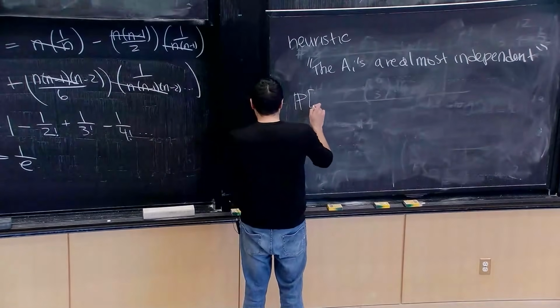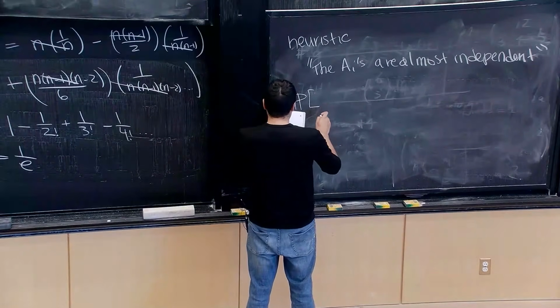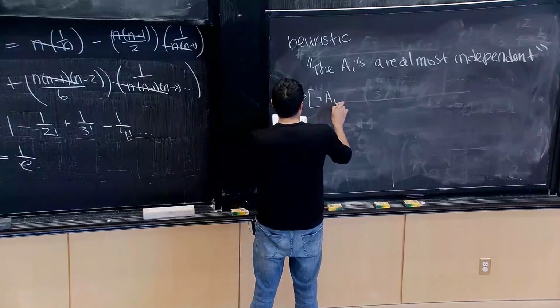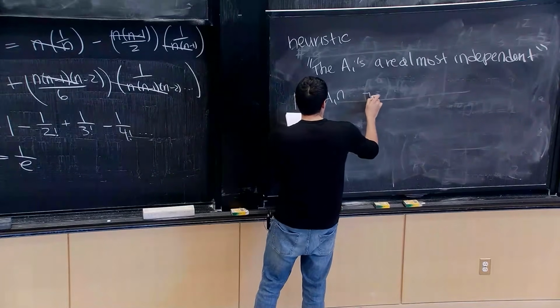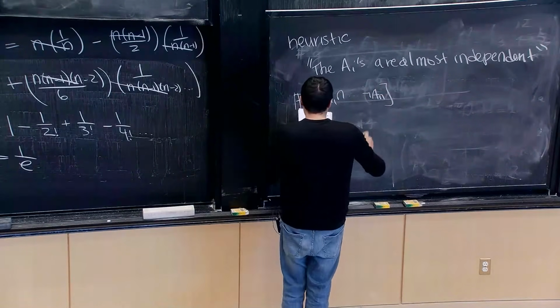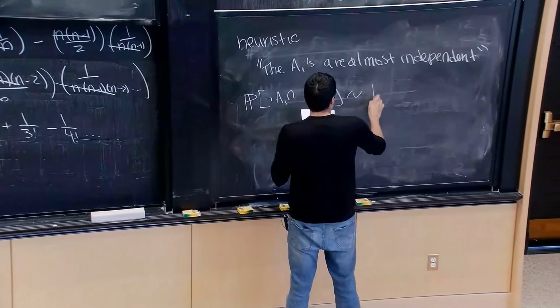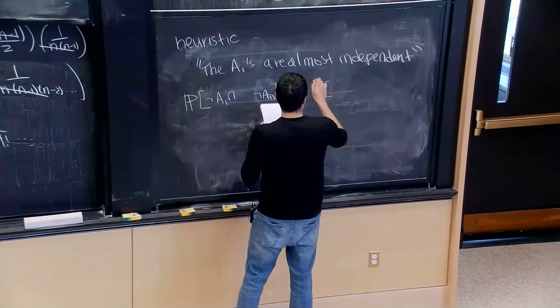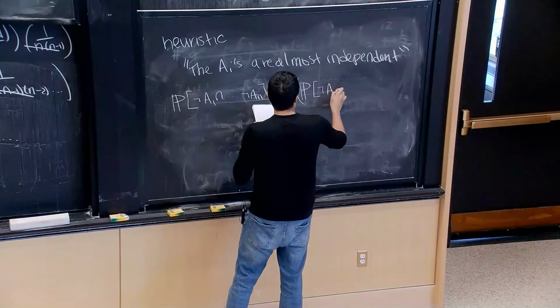So let's look at the probability of not A1 and not A2, all the way up to not AN. Well, we can pretend, and this is not literally true, that this is the product of all of these probabilities.